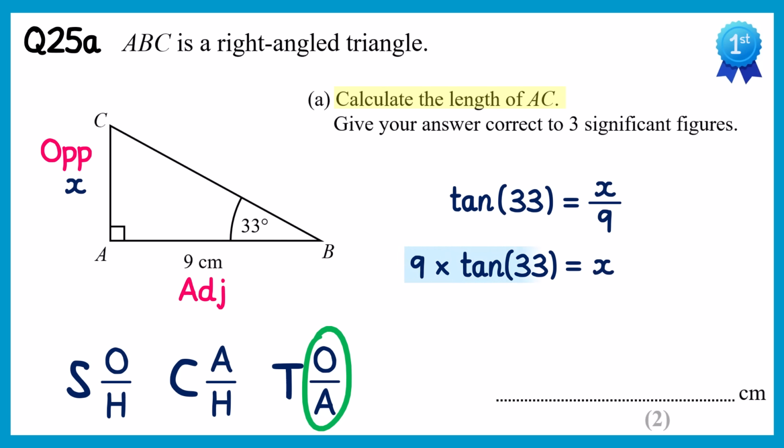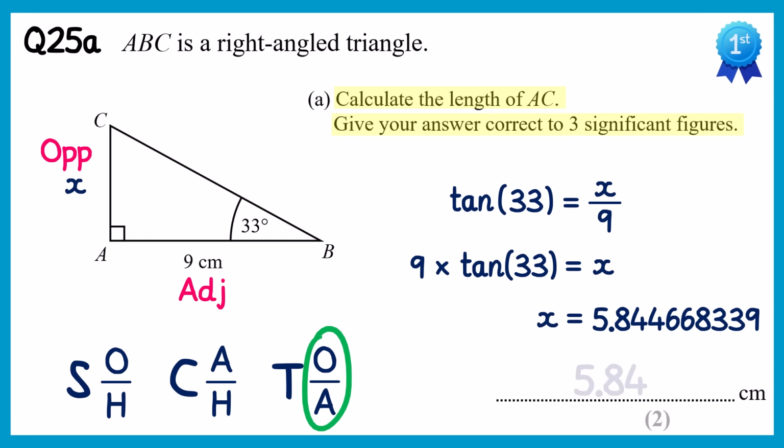We can then type this bit into our calculator. If you do, you'll find that x is equal to this number here. This question says to give your answer to 3 significant figures, so if we round it off, we get 5.84.